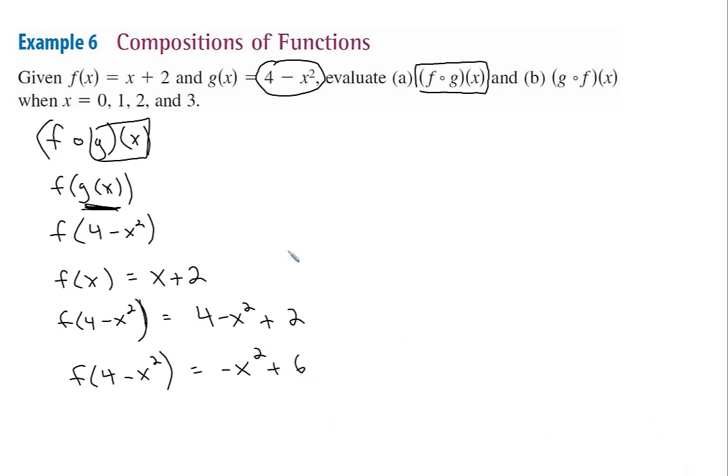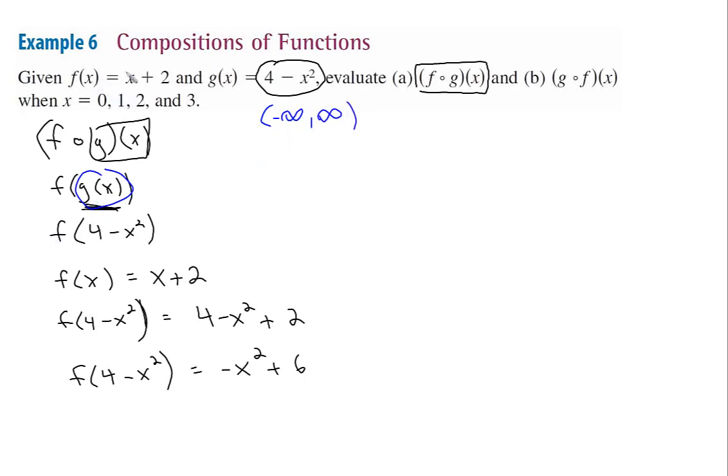Now let's think about our domain for the whole problem. Well, start with the inside function. Our inside function was g of x, right? So g of x here, what's the domain for this? Basically, it's all real numbers. It's negative infinity to infinity.